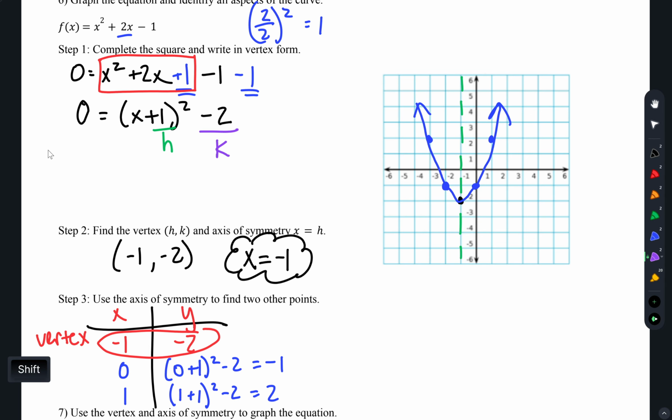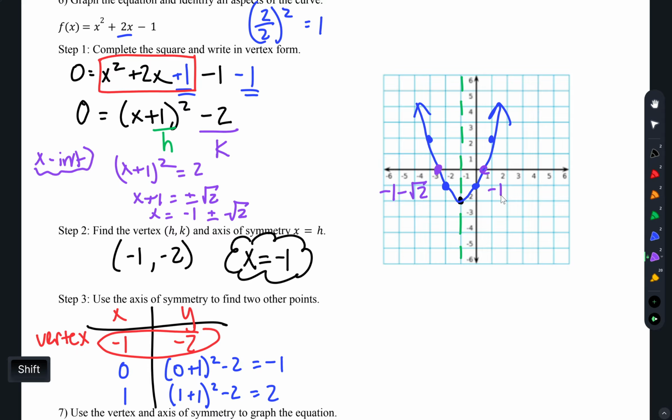So if I wanted to find the x-intercepts, which is not part of this, I would do x plus 1 squared equals 2, square root both sides, x plus 1 equals plus or minus the square root of 2, x equals -1 plus or minus the square root of 2. So our x-intercepts here would be -1 minus the square root of 2 and -1 plus the square root of 2. And I'm pointing this out because it does show up on your booklets.